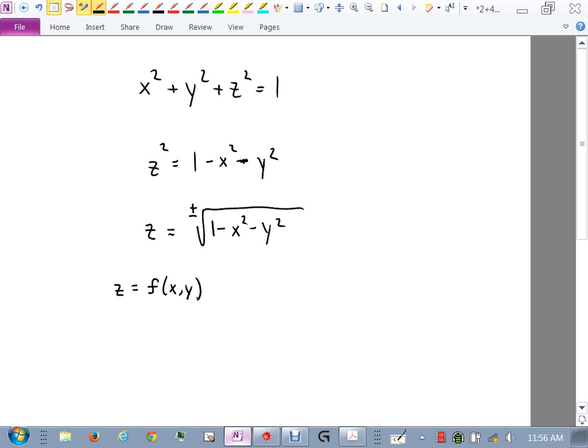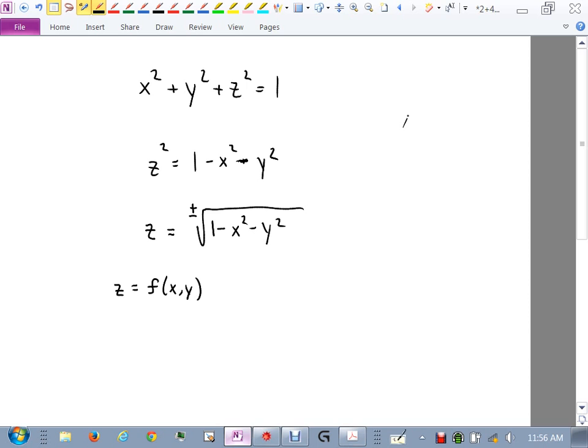One input has to be one output. So if I plug in something for x and y right now, an x and a y, that's considered one input. Am I getting one output? No, I'm getting two because I have a plus and a minus, right? This would not be a function.